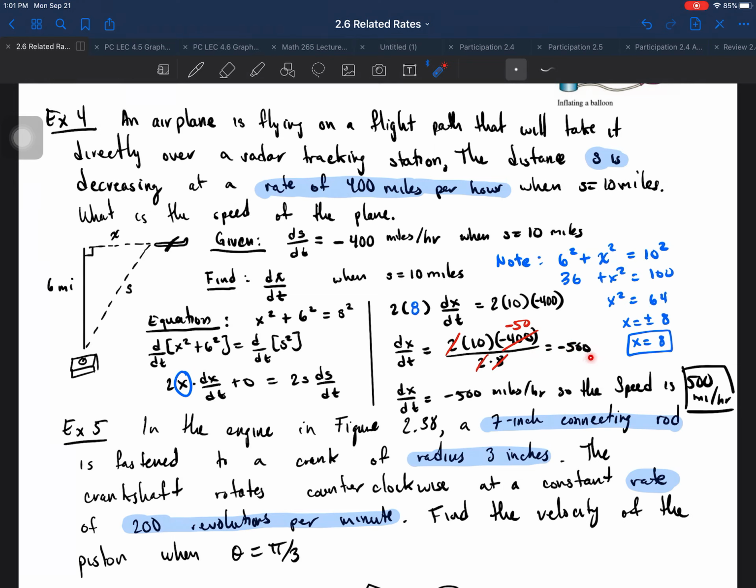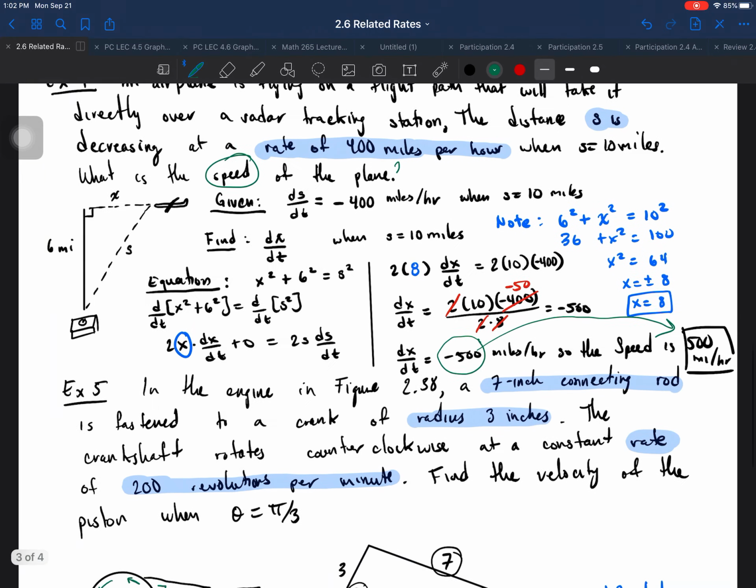This will cancel. Everything is going to come out to be negative 500, and that's great. This is good. This actually makes sense because the distance is decreasing. That means your derivative should be negative, right? So you're decreasing, your derivative should be negative. Now this is the velocity, but they didn't ask us for the velocity. They asked us for the speed. And speed, as I mentioned before, is always positive. So what we're going to do is take the absolute value of the velocity, and that will give us the speed.